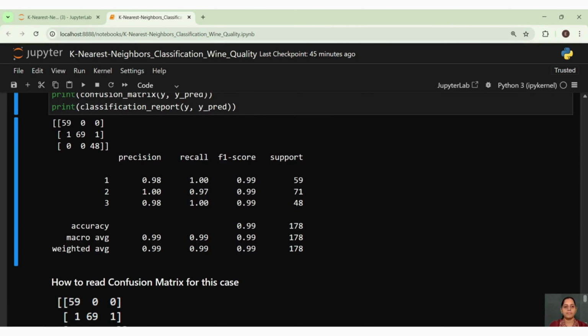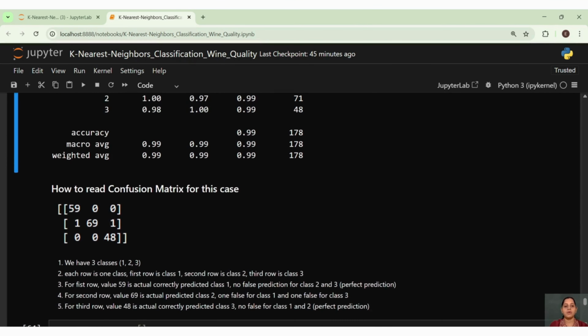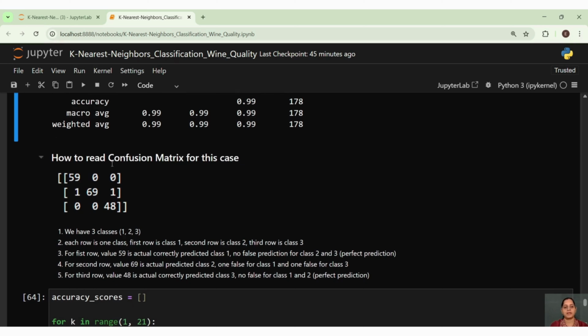Now before moving ahead, we understood how to read a confusion matrix for two classes. Now we will see how to read this confusion matrix when we have three different classes, right? Class 1, 2, 3. Each row in this, take the first row, second row, third row, we are going to define as one class. So the first row is going to be class 1, the second row is going to be class 2, the third row is going to be class 3.